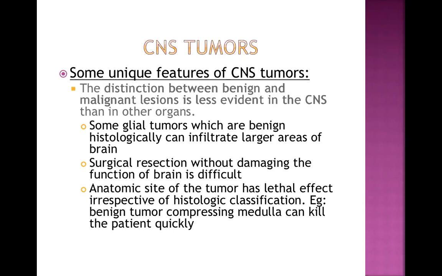The second reason: some glial tumors are benign histologically, but they can infiltrate large areas of the brain and behave like a malignant tumor. Another one is that surgical resection without damaging the function of the brain is very difficult, even if this is a benign tumor. The large areas of the brain can be damaged during surgery even in benign tumor. Because of this, the distinction between benign and malignant lesion is less evident in brain tumor.